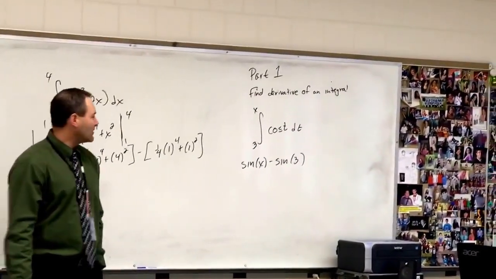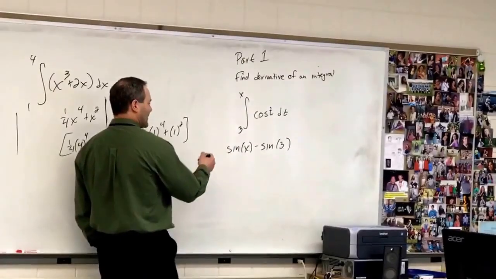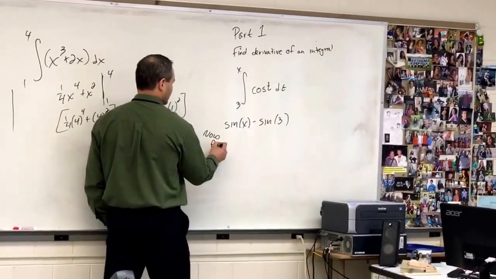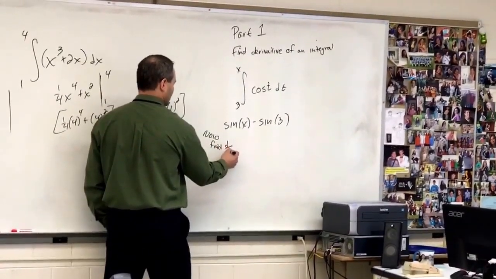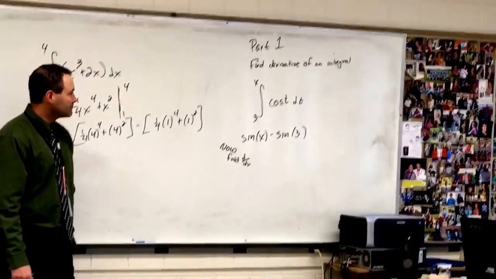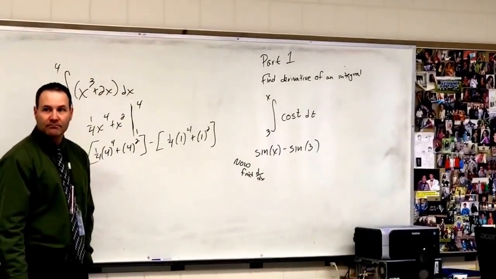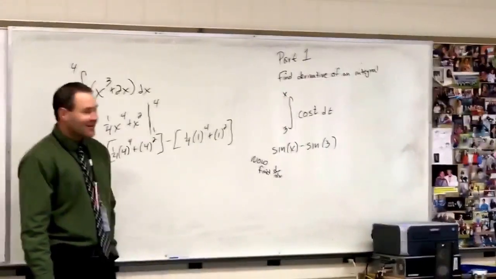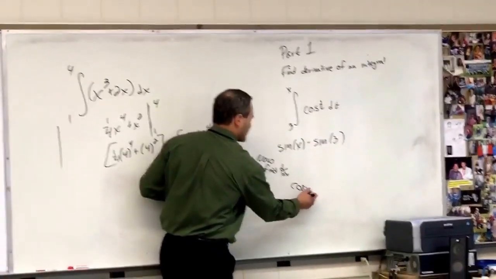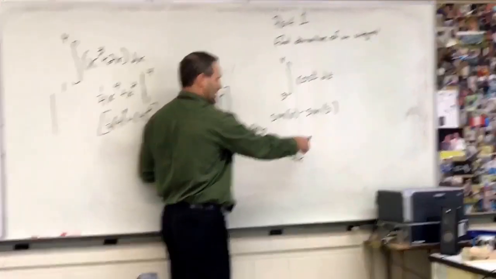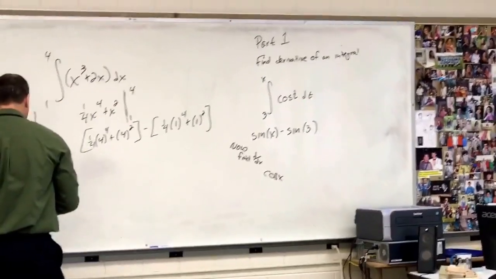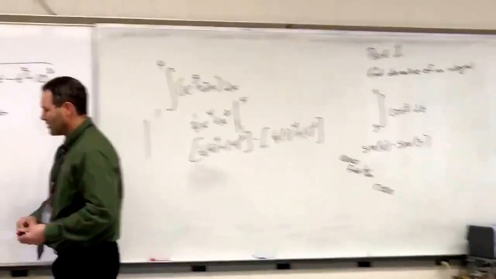Okay, let's find the derivative of our outcome. So now find the derivative. Negative cosine? Wait. I thought the derivative of sine was cosine. Okay, derivative of sine is cosine, that's right. The derivative of a constant is 0. Okay, so that's the original.